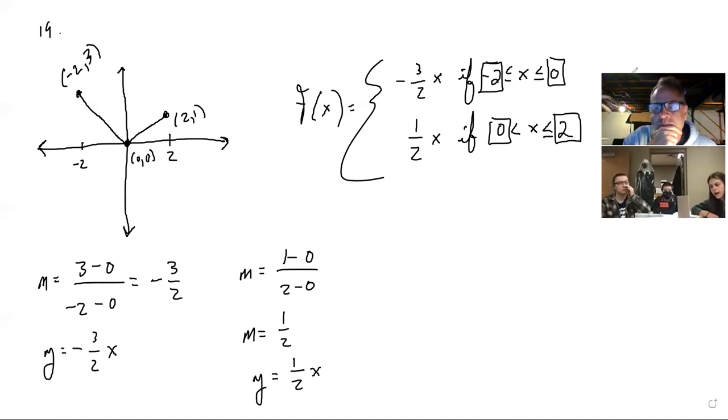Then can we backtrack to number 12? Sure. All right, number 12. Okay, so number 12 gives you a piecewise function. I'm going to go ahead and turn the page.